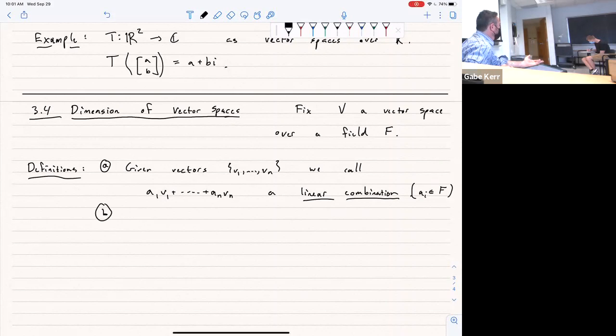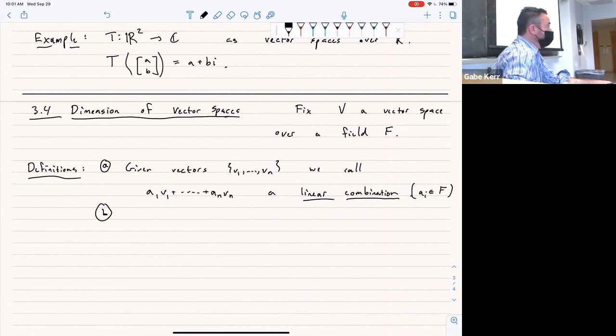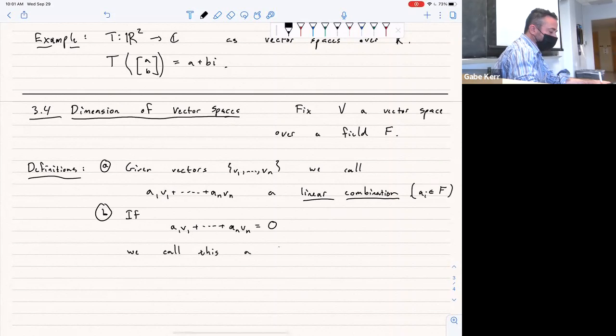Now, if we have a linear combination of some vectors, say V1 through Vn, and it equals 0, call that a linear relation. So if A1 V1 plus through An Vn equals 0, call this a linear relation.